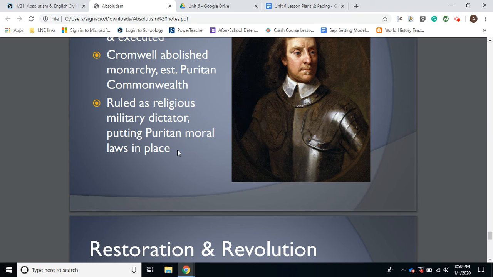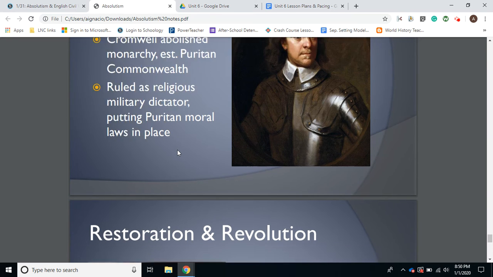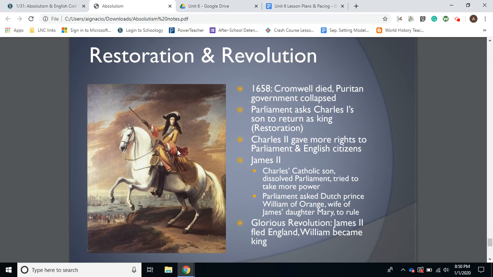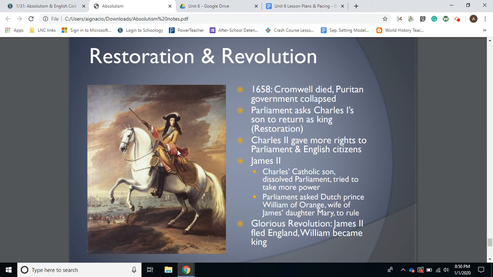So England's not exactly the best place to be in the Commonwealth ruled by Cromwell, which is why in 1658, when he dies, the Commonwealth dies with him as well. So Charles I died, he was beheaded, the monarchy ended when Cromwell took over and established a commonwealth. When he dies, the commonwealth wasn't very popular. That ends. And so what Parliament does is basically say, okay, well, what can we do? And they decide to restore the monarchy.